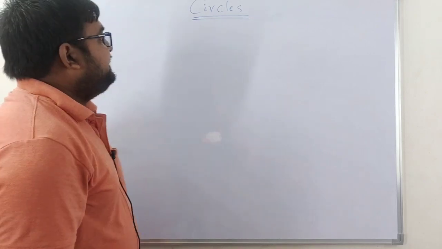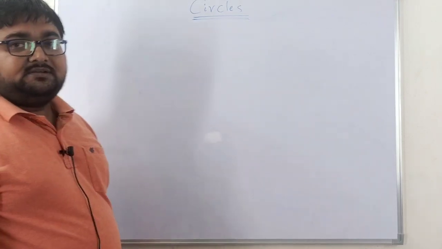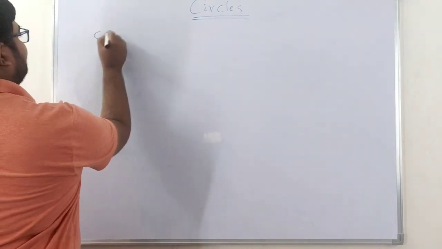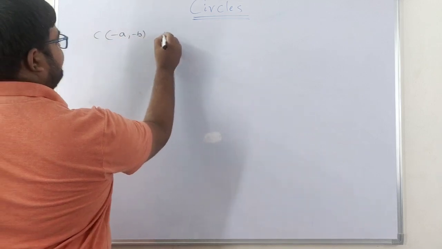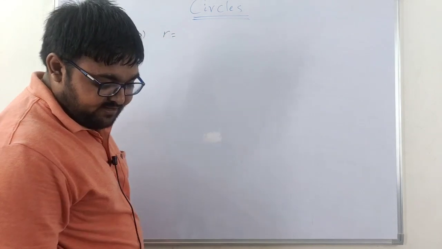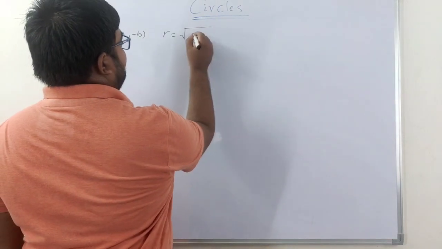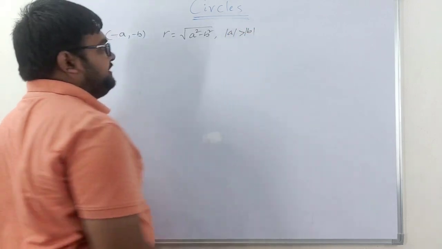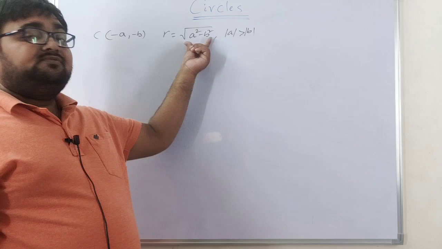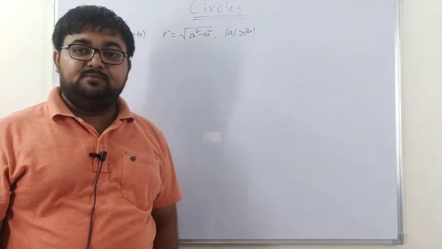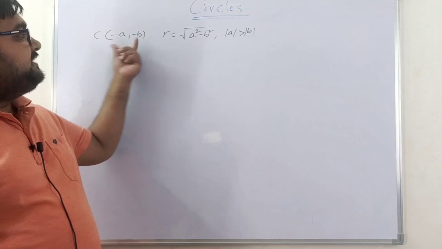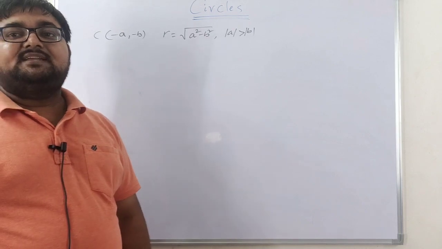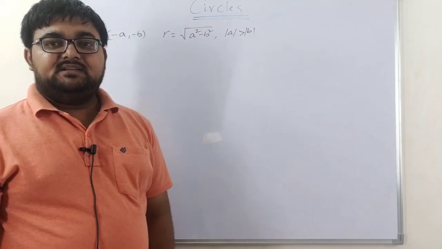So here this is completely based on the equation of the circle, right? So the first question given is, if center is given as minus a comma minus b and radius is given as square root of a square minus b square, where mod a is greater than mod b, because if you want to have radius positive, this condition needs to be followed, right? So I am given with center and radius, so whenever I have center and radius, I can find the equation of the circle by using center radius formula.